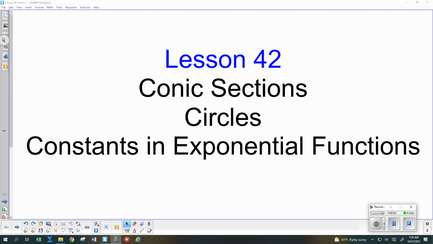Lesson 42 will be our first exposure to the different conic sections, and we will learn to use the equations for all four types of them. We'll talk about what the four types are, but we'll only learn the equations for circles today and how that works. Second topic will be exponential functions that have constants in the exponent, along with the variable that makes it an exponential function.